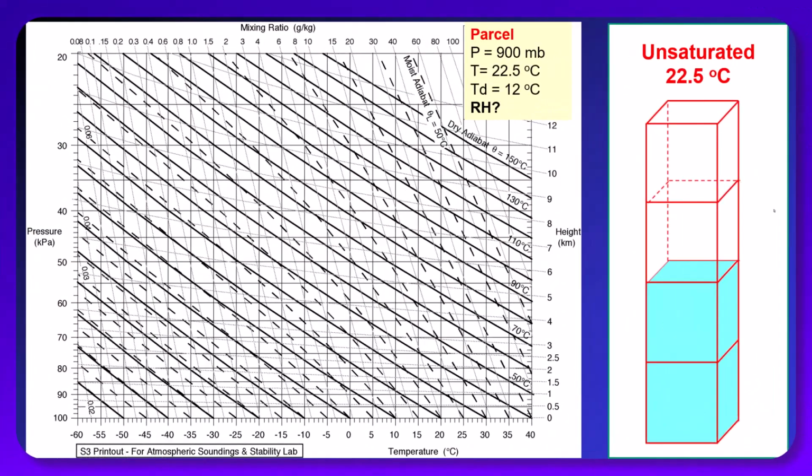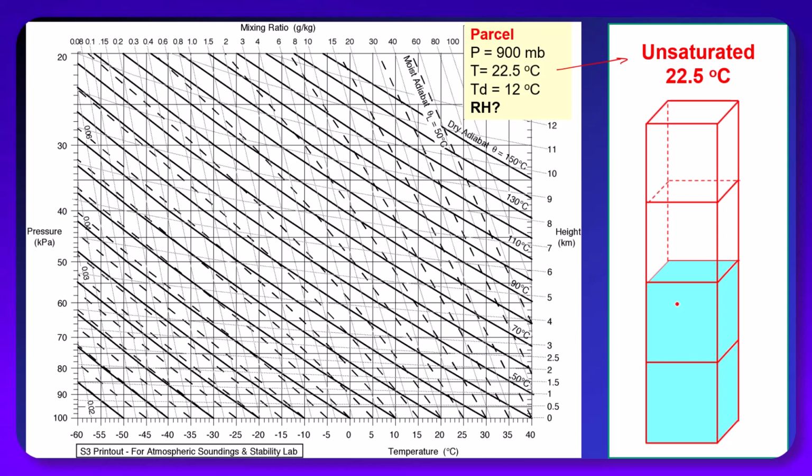Let's assume that we have an air parcel at an atmospheric pressure of 900 millibars, a temperature of 22.5 degrees Celsius, and a dew point temperature of 12 degrees Celsius. What is the relative humidity? So first, notice how the temperature and the dew point temperature are different. This tells us that we have an unsaturated air parcel, which means that only part of it is filled with moisture.